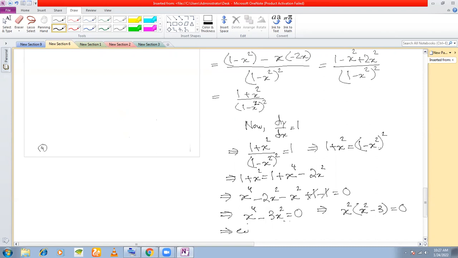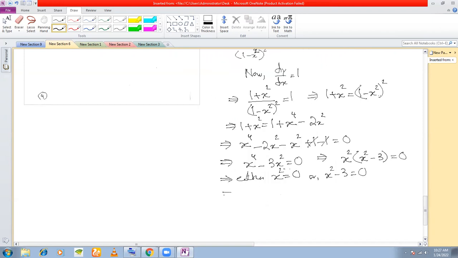So you get either x square is equal to 0, or x square minus 3 is equal to 0. That means you get either x is equal to 0, or x is equal to plus or minus root 3, right? x square is equal to 3 means x is equal to plus or minus root 3. So how many x coordinates are you getting? You're getting 3 x coordinates: x is equal to 0, x is equal to plus root 3, x is equal to minus root 3.